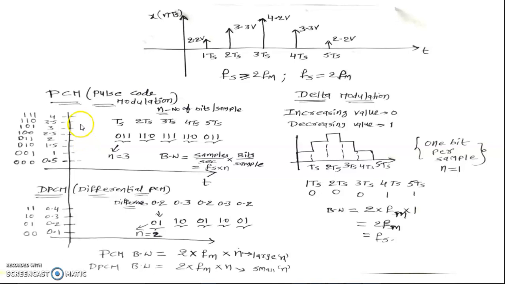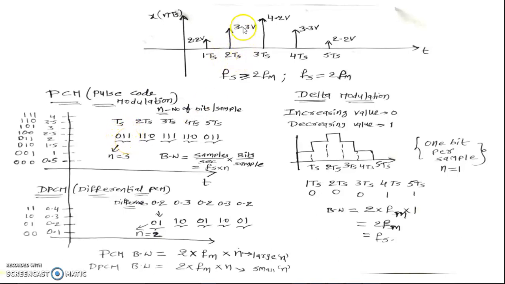Now in the PCM technique, this 2.2 volts at 1 TS time period is rounded off into 2 volts. Why? Because only the 2 volt voltage level is there, there is no voltage level as 2.2, and the bit pattern assigned is 011. So at the TS time period, the 2.2 volts is sent as 011. Now what we have done here is that the 2.2 volt sample is converted to the digital 011 bit pattern.